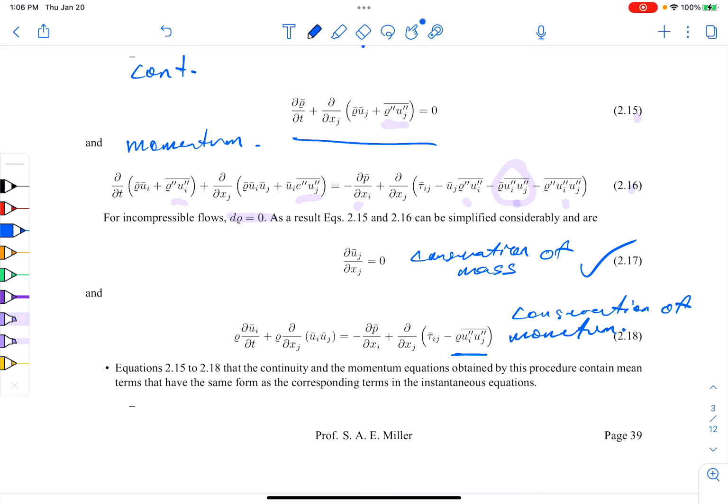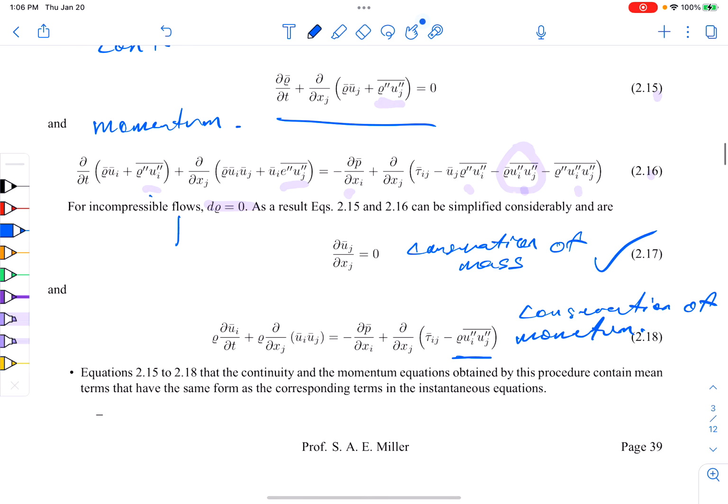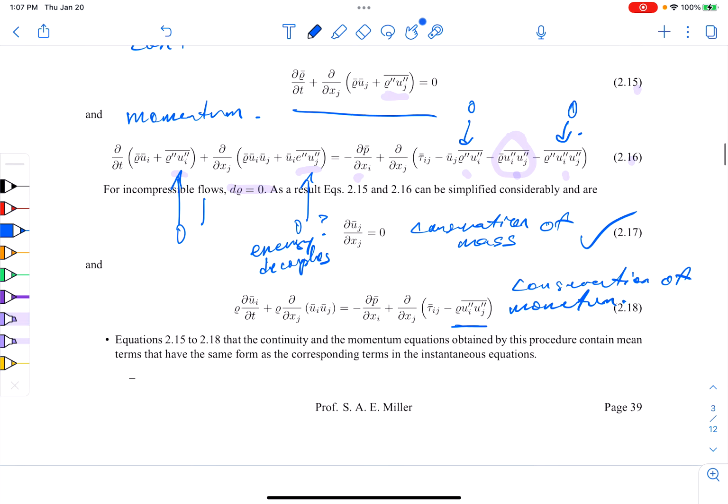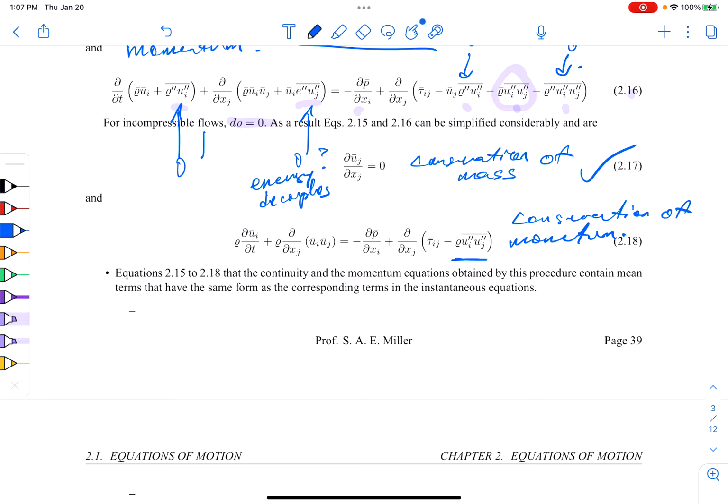Okay. And I should note, how do we go from, say, 2.16 to 2.18? Well, obviously this term here was 0. This term here is 0, but why? Energy decouples. So in incompressible flows, we don't really need an energy equation. And this term is 0, and this term is 0, because the density fluctuations and averages are going to be pulled out and go to 0. So that's what happened when you go from 2.16 to 2.18. Okay.